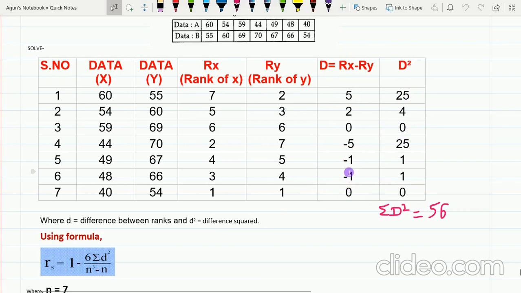And the minus signs, when we square them, get converted into positive signs because minus minus is plus. Now we are going to calculate the sum of d square, with the symbol of sum. Sum means we are going to add our d square: 25 plus 4 plus 25 plus 1 plus 1 will be 56.